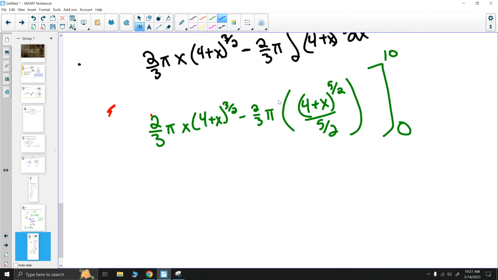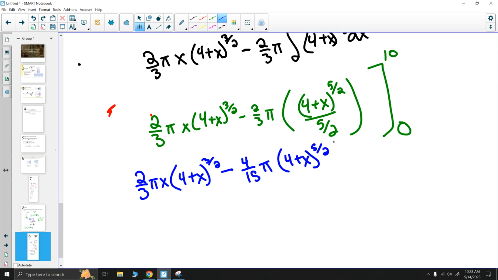All right, so let's clean this up a little bit. We have 2/3 pi x, (4 plus x) to the 3/2. Now, dividing by 5/2 is like multiplying by 2/5. So 2/5 times 2/3 is going to be 4/15. So minus 4/15 pi times our (4 plus x) to the 5/2. And again, this is from 10 to 0.